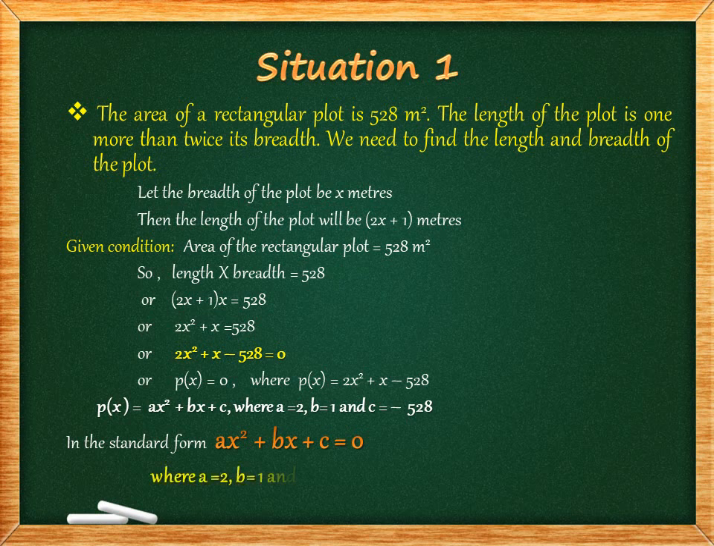Where a is equals to 2, b is equals to 1 and c is equals to minus 528. And as we have found this equation by equating a quadratic polynomial to 0, this is the standard form of a quadratic equation.